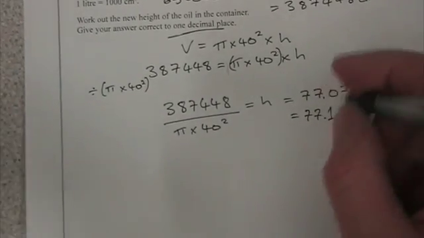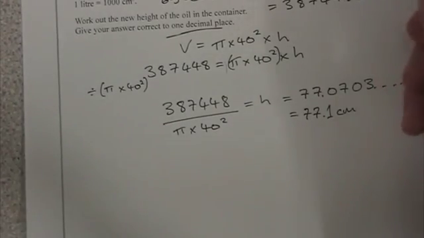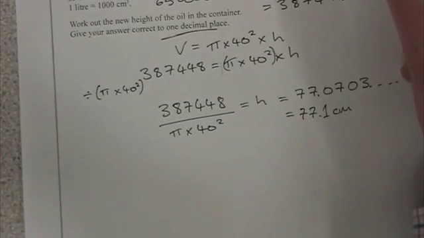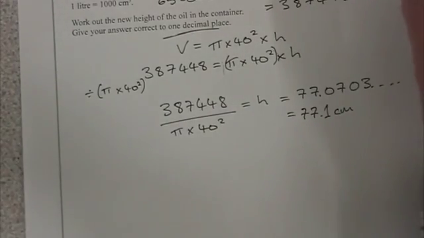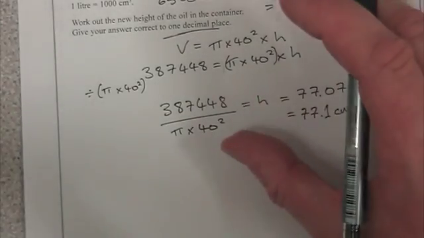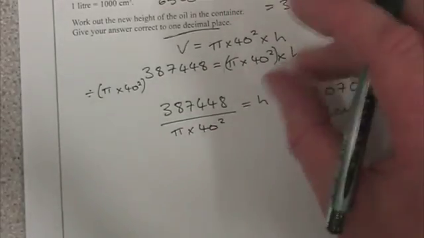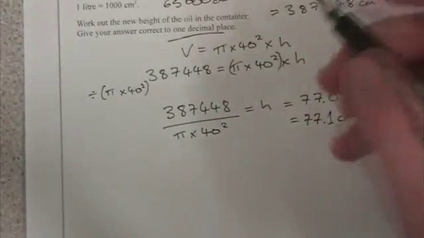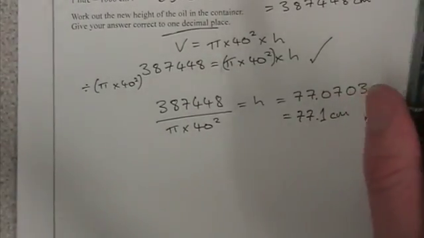There's quite a lot of different ways to get the marks, but essentially this first piece here obtains a method mark. The subtraction gets another method mark. Then this rearrangement of the formula, or whichever way you've done it to work backwards, gets a method mark. And then the final answer gets your fourth mark there.